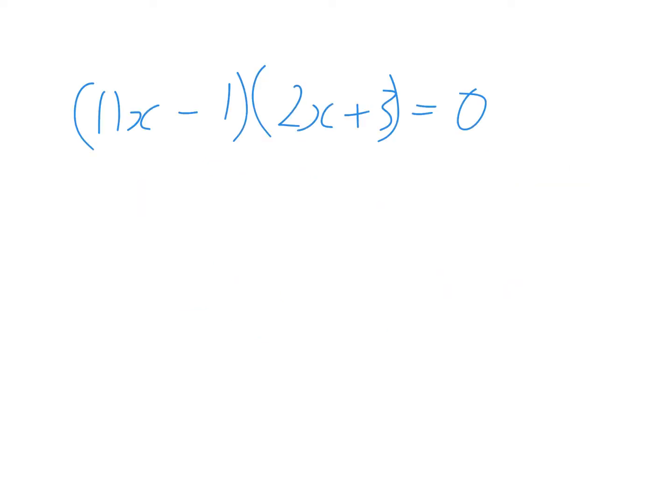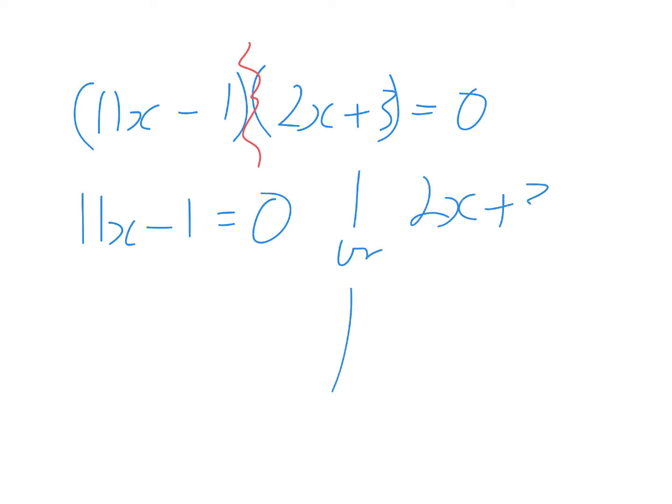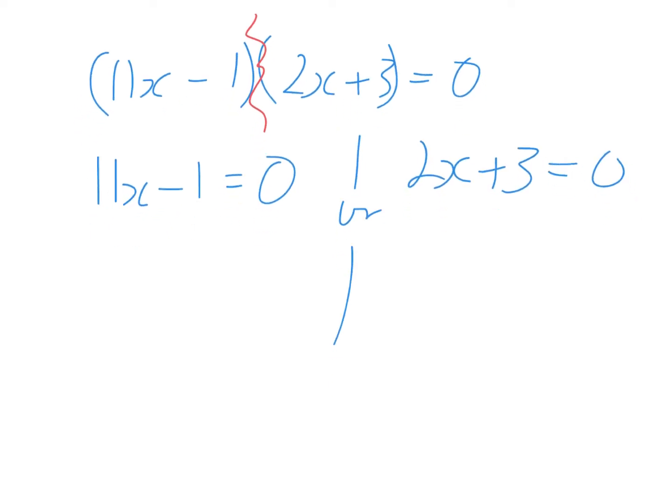Next question we're going to look at is very similar. 11x minus 1 times by 2x plus 3. So again, we're going to let each of those factors, because they are already factorized in this case, equal to 0. Our number on the right hand side, so 11x minus 1 is equal to 0. It's going to be one of our equations, and the other one is 2x plus 3 equals 0.